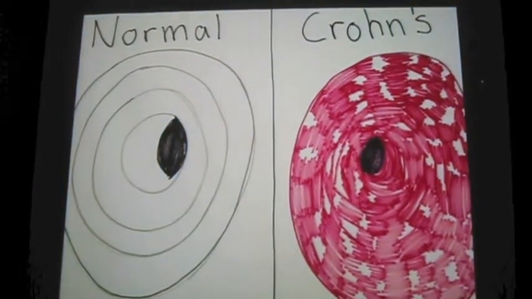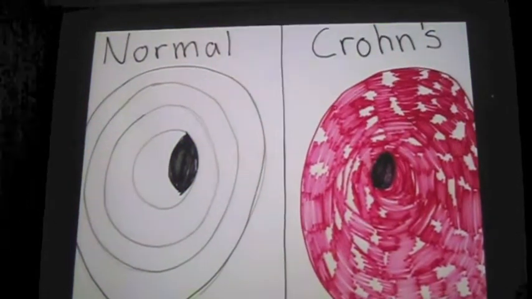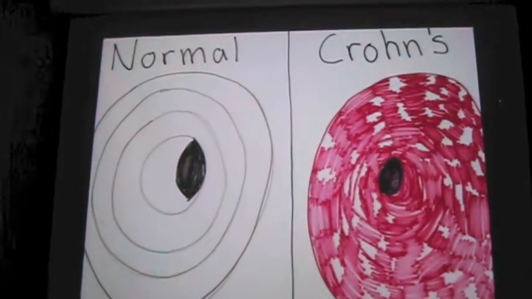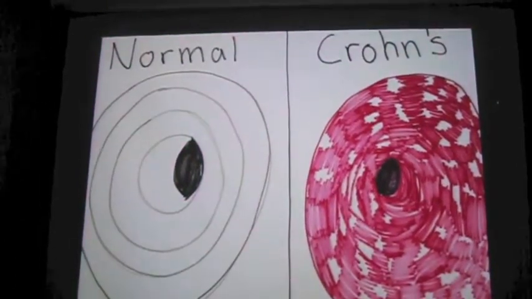Crohn's is characterized by inflammation in our digestive system, from our mouths all the way to our rectums. It's most commonly, though, seen in our bowels, or small and large intestines.